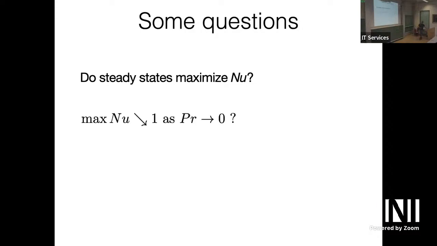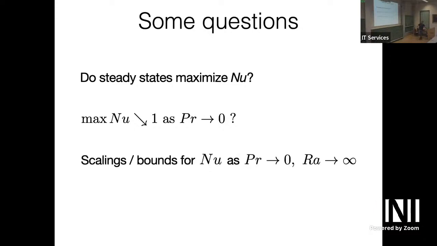Is it true that if you fix Rayleigh and send Prandtl to 0, the Nusselt number goes down to 1 for all states? This seems difficult to prove. It relies certainly on the velocity boundary conditions. It is false for stress-free boundaries. And I showed you that for no-slip boundaries, if you're looking at unstable steady states, it can be a very, very slow trend.